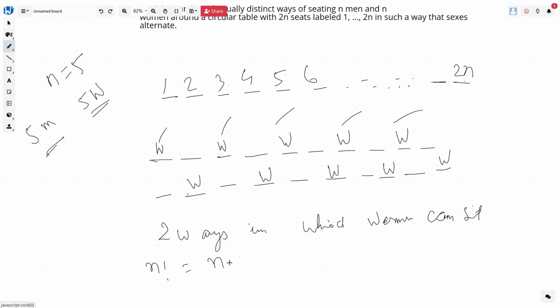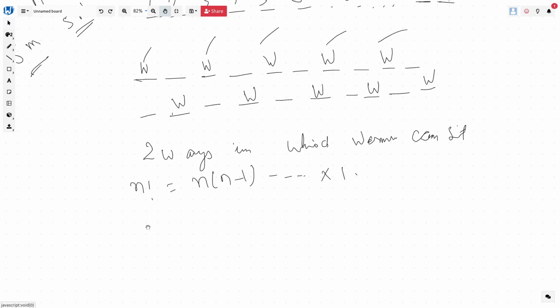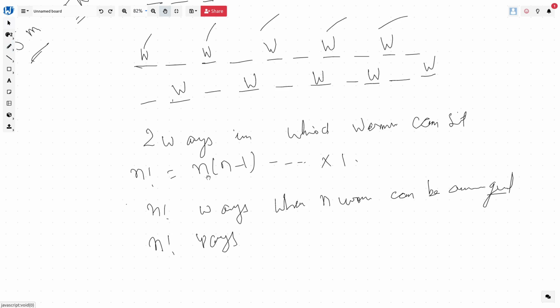As we know, you have to start with n, then n minus 1, and go till 1. Now we are left with n places, and there are n men, and these n men can again be arranged into factorial n ways. So we have factorial n ways where n women can be arranged. Now out of 2n places, n are filled, so we are left with n places and n men. That again can be done in factorial n ways, right? So please note that these all 3 are and. So there are 2 ways in which women can sit, and all the n women can be arranged into factorial n ways, and then all the n male members can be arranged into factorial n ways.